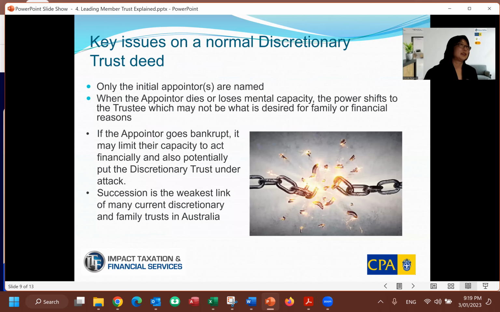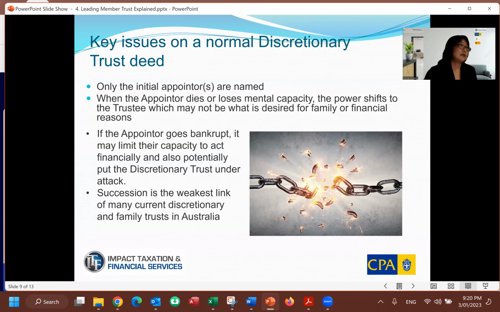All right. So what are the key issues on a normal discretionary trust or trust deed at the moment? The first issue is that only the initial appointors are named. So when the appointor dies or loses mental capacity, the power shifts to the trustee, which may not be what is desired for family or financial reasons. This is important: when there's no appointor, the power will be shifted to the trustee.